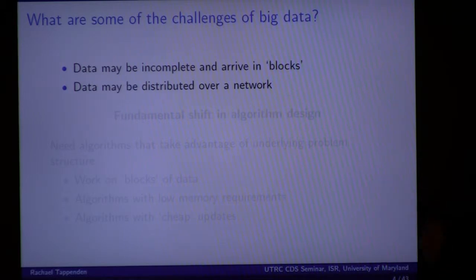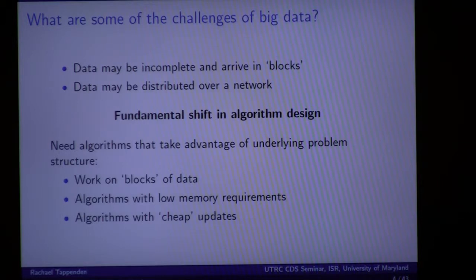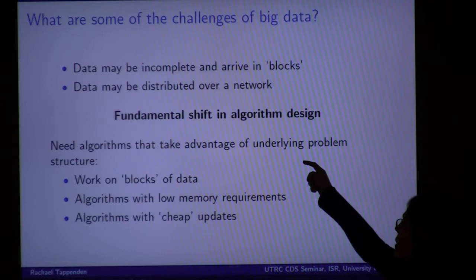I might have this incomplete, arrive-in-blocks kind of structure. I might also have a lot of data, so much that I can't store it on one single computer. It might be distributed over a network. So I might have to access my data or work with it in pieces. So these are some of the challenges. And this really means that we have some kind of shift in algorithm design. The algorithms that I might have been used to be my go-to algorithms, maybe they don't work so well anymore. Maybe they need to be adapted in some way to work in this new context.